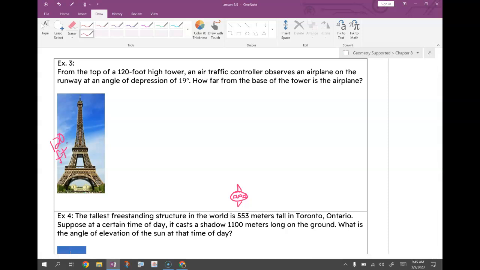Yep. So an air traffic controller, which is sitting up here on the Eiffel Tower. What? Okay, why? Wait, hang on. Is that in real life? Just go with it. No. No, just go with it.